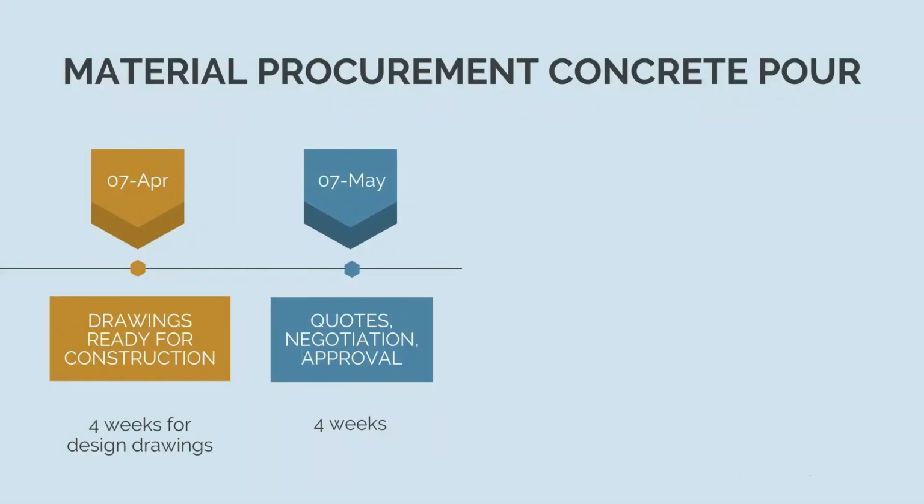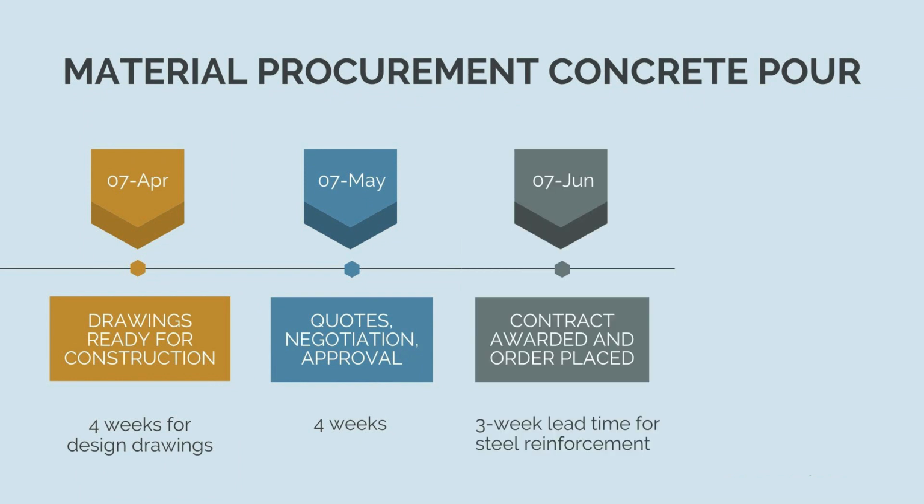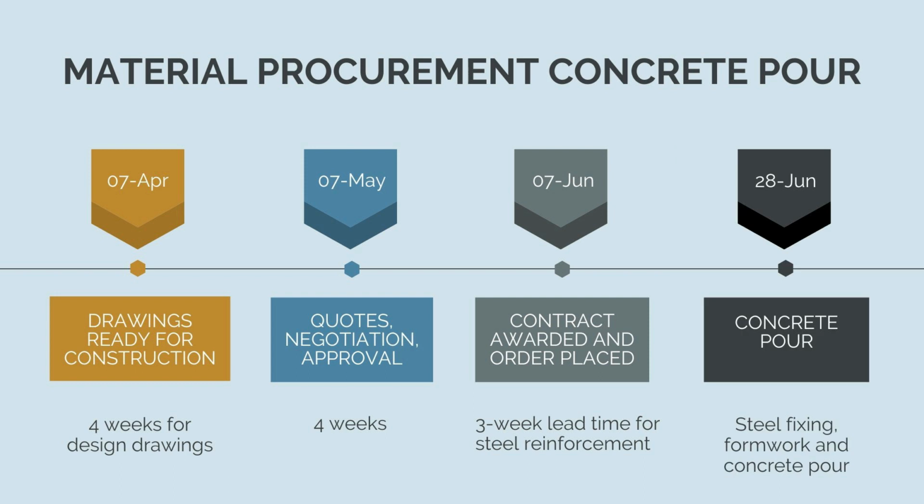So then say that takes us 4 weeks forward. So we got the drawings on the 7th of April. It's now the 7th of May. This then takes us out to the 7th of June. So 4 weeks for design, 4 weeks for the quotes. On the 7th of June, we award the contract and place the order. So now we've got to wait 3 weeks for our actual steel to get fabricated. This means the steel is going to arrive on site on the 28th of June. And say it takes 1 day to install and do our pre-pour checks, which is probably completely unrealistic. Getting the drawings on the 7th of April is driving a construction pour date on the 28th of June.